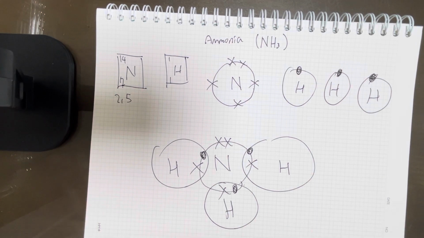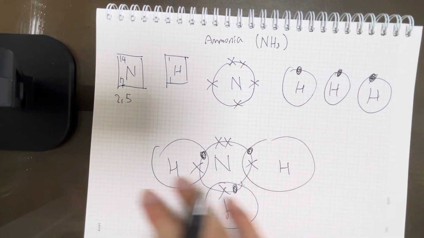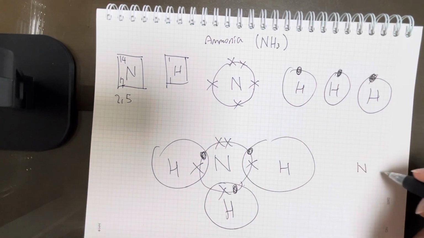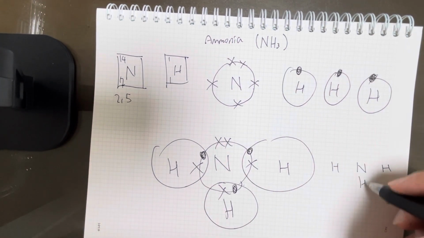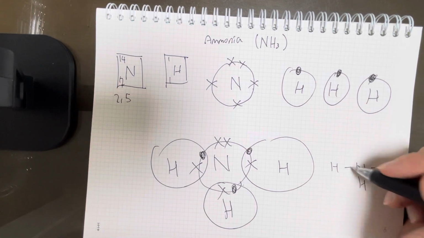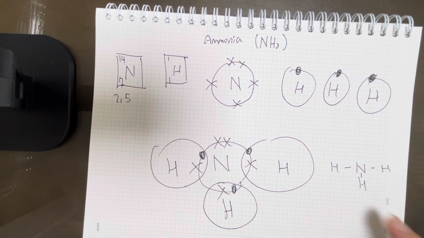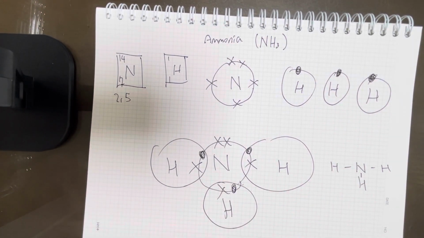Now let's take a look at what its displayed formula is going to look like. Well, we're just going to get rid of all these electrons surrounding it, and we're just going to write out their formula, NHHH, all bonding like so, right? And we draw dashes to show that they're covalently bonding. That's the displayed formula of ammonia covalently bonding.